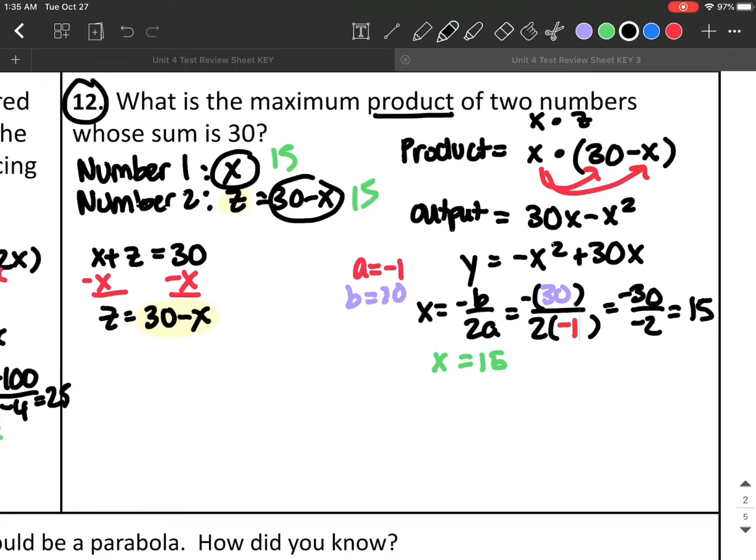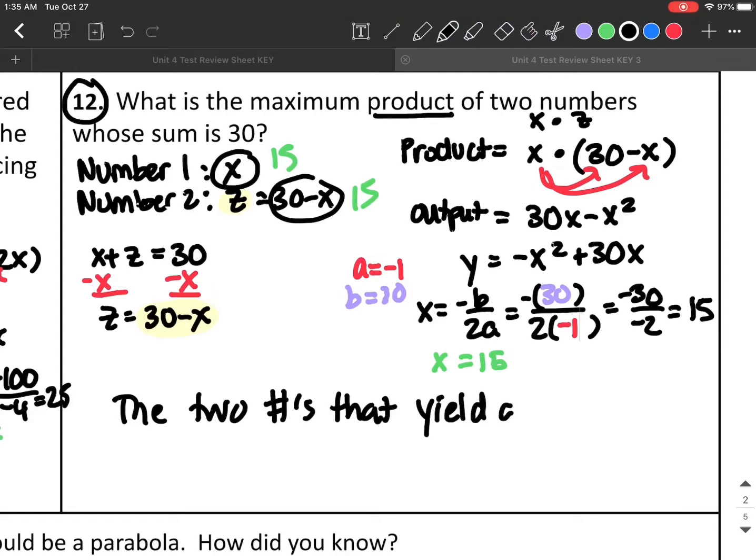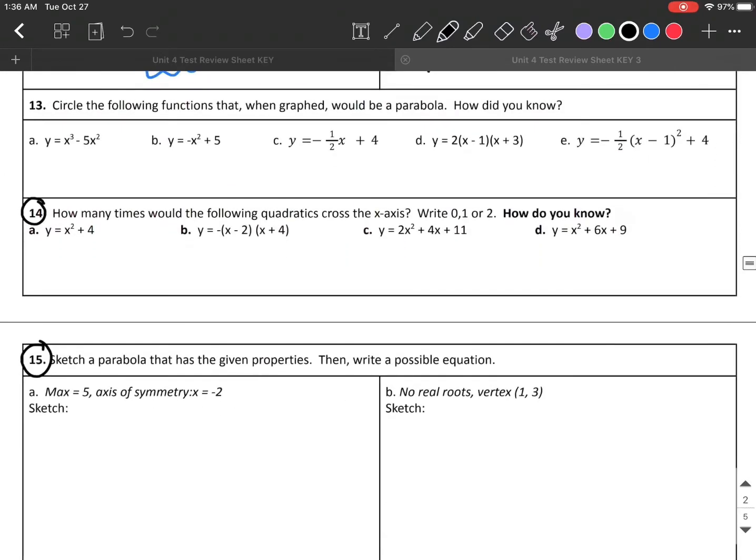So the two numbers that yield a max product is 15 times 15. For number 14, I have how many times would the following quadratics cross the x-axis?